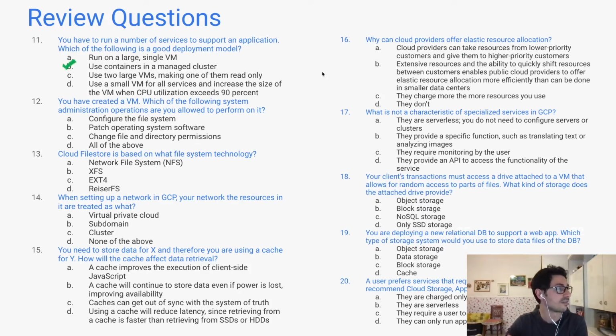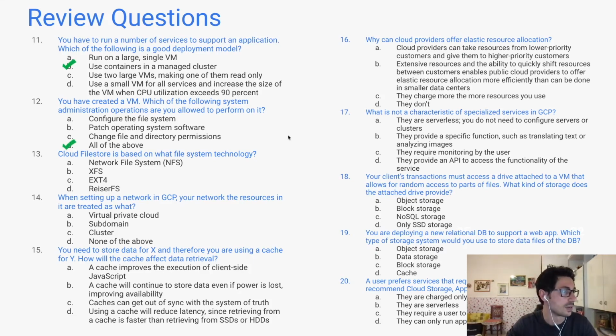You have created a VM. Which of the following system administration operations are you allowed to perform on it? Configure the file system? Yes. Patch operating system software? Also. Change file and directory permission? Also. So it's all of the above, as I said before, everything you can think of basically.